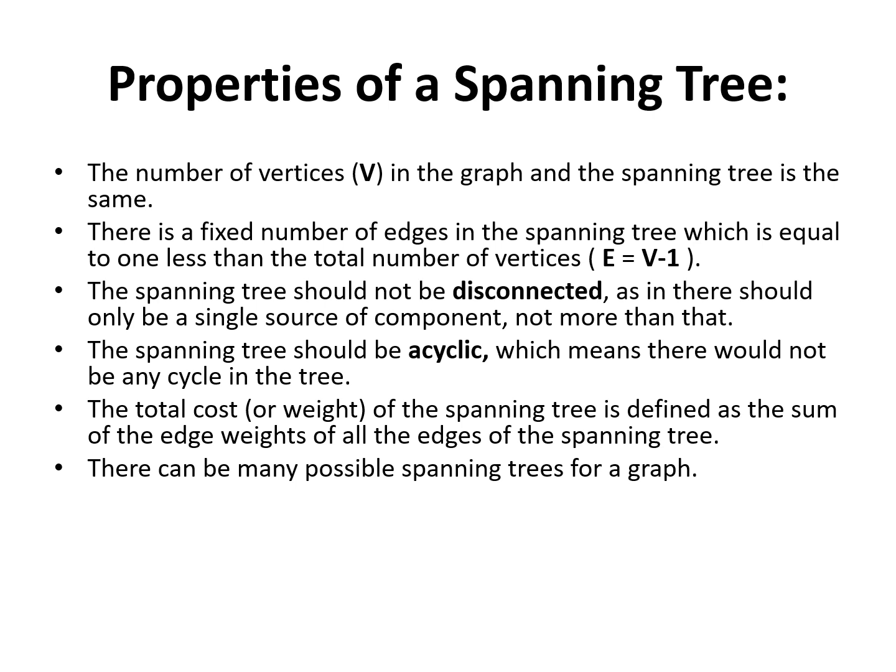Here are the properties of a spanning tree. First, the number of vertices in the graph and in the spanning tree is the same. For example, if the graph has 5 vertices, the spanning tree also has 5 vertices. That means the spanning tree does not miss any vertex in the graph. The second one: there is a fixed number of edges in the spanning tree, equal to one less than the total vertices, E equals V minus 1. Here the total vertices are 5, so the spanning tree edges will be 5 minus 1, which is 4.